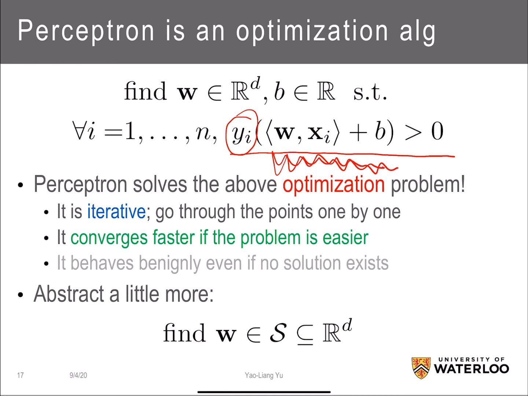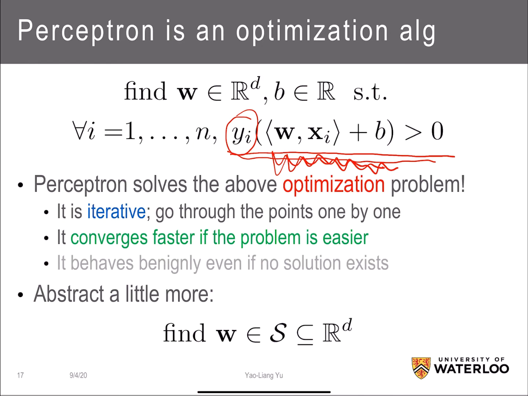Okay, if you don't get the meaning of this, it's fine. All you need to know is perceptron is trying basically to solve this inequality. So it's an optimization problem. You want to solve an inequality. And perceptron does this by iteratively going through all the points xi, yi, one by one.